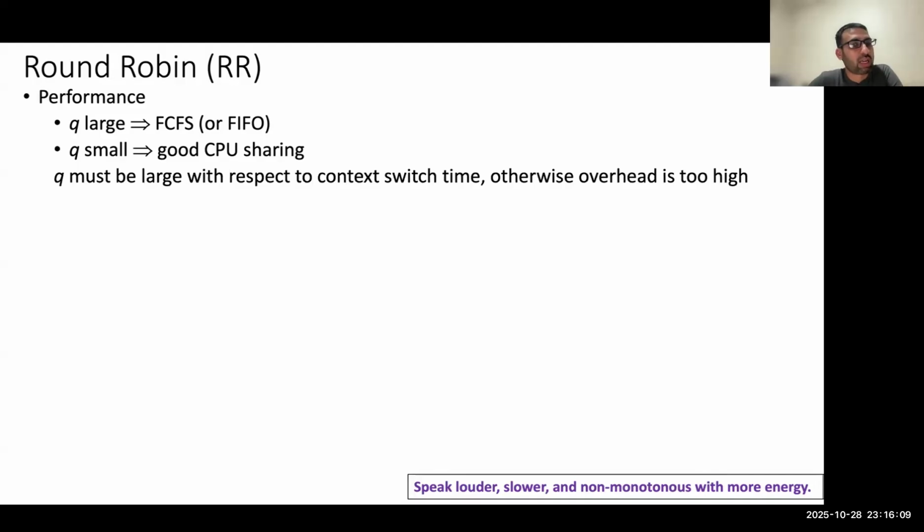q should not be too small. Why? Because if it is too small, then it results in too many context switches, and you know, context switches are a pure waste of time.